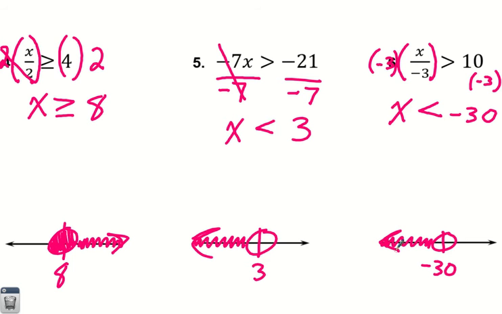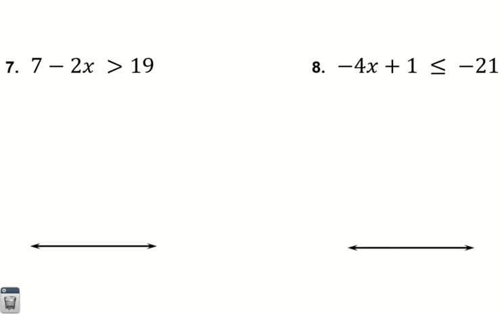Again, quick reminder, I like to have my variable on the left. You don't have to, but I think it's easier to read it and wrap your head around what the graph is going to be. Like this one, for example, literally says x is less than 3. Where's everything less than 3? And it's easy to jump to the graph.